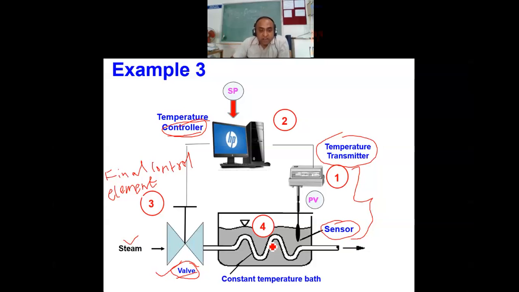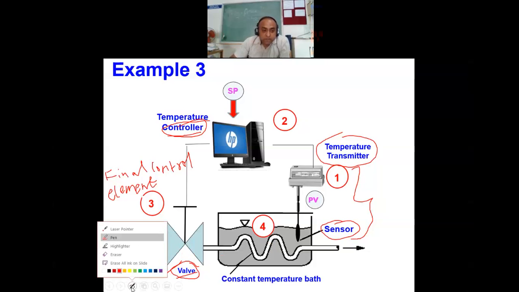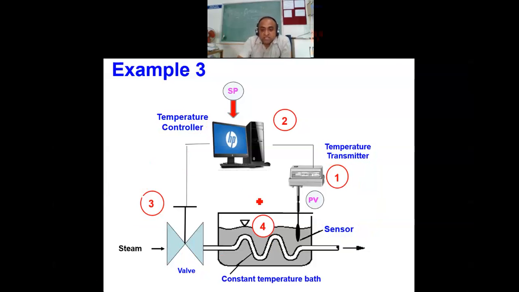So basically there are 4 parts. Just see there. First one is a measuring element, correct? So I have a measuring element which has a sensor and a transmitter together. We call it measuring element. Second is a controller. What is a controller here? Controller is the brain. So controller is your computer.